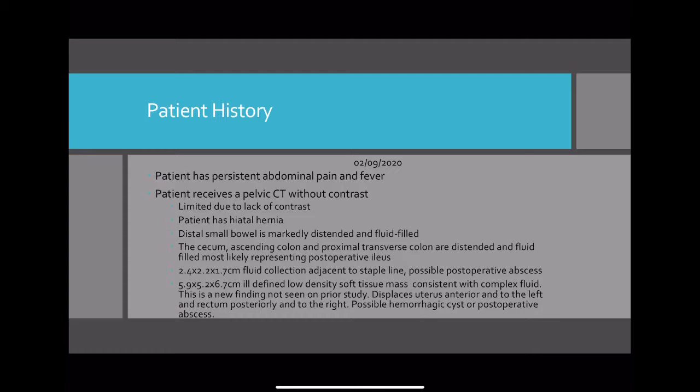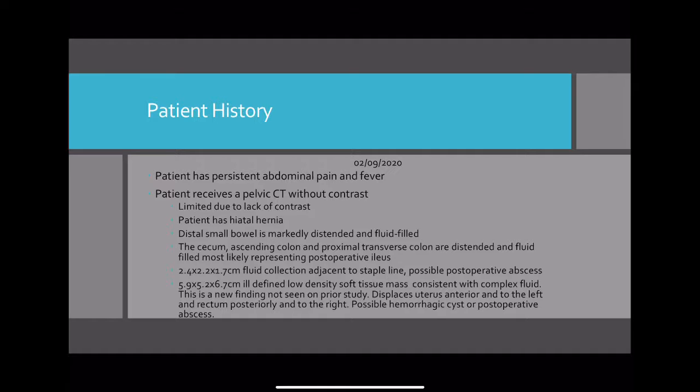So the patient receives a pelvic CT without contrast. It's limited due to the lack of contrast, but they notice that the patient has a hiatal hernia. The distal small bowel is markedly distended and fluid-filled. The cecum, ascending colon, and proximal transverse colon are distended and fluid-filled, most likely representing postoperative ileus.